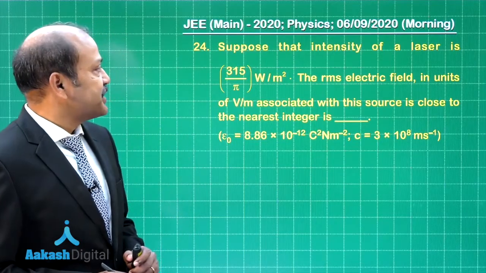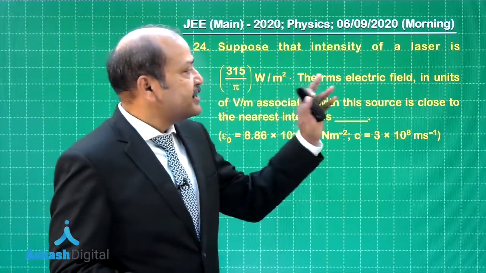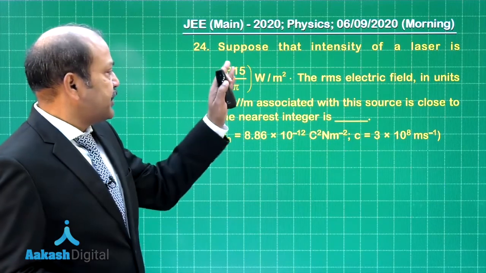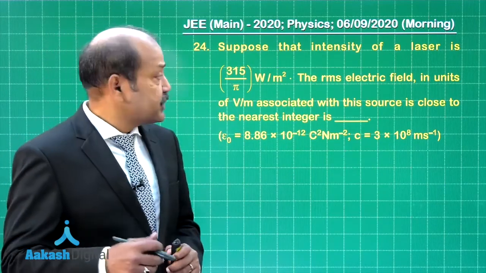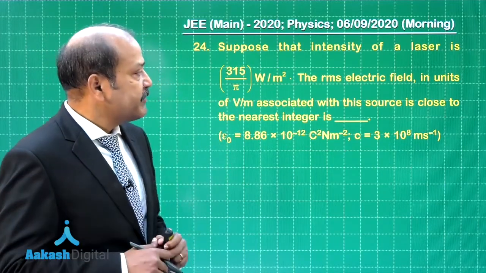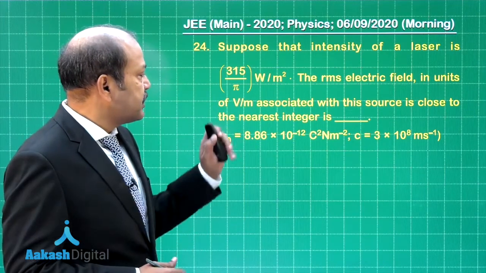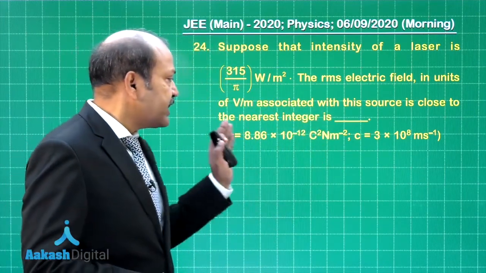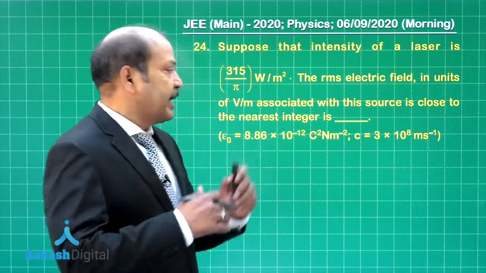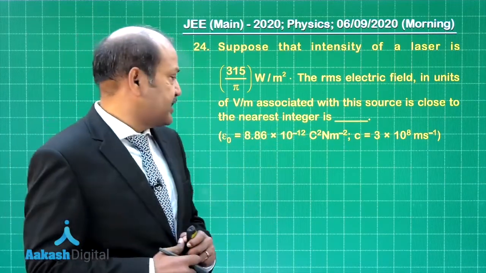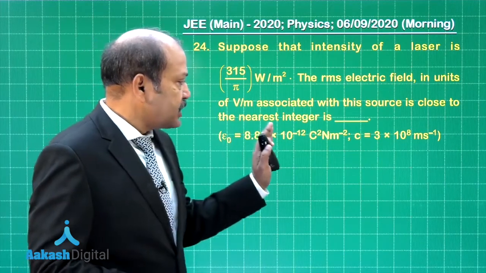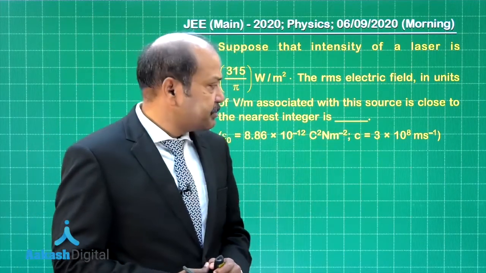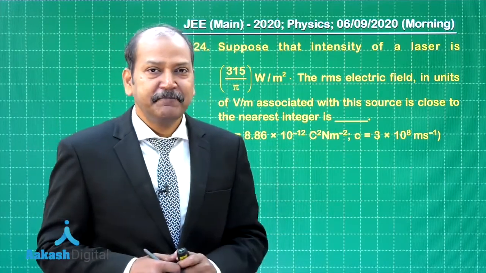Question 24 says, suppose that intensity of a laser is 315 by pi watt per meter square. The RMS electric field in units of volt per meter associated with this source is close to the nearest integer, and we have to find that nearest integer. Values of epsilon naught and c, the speed of light, are given.